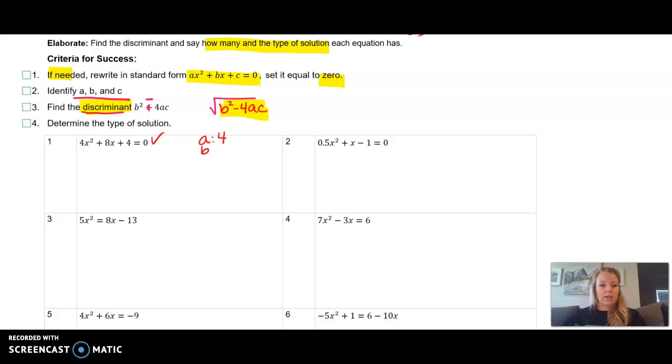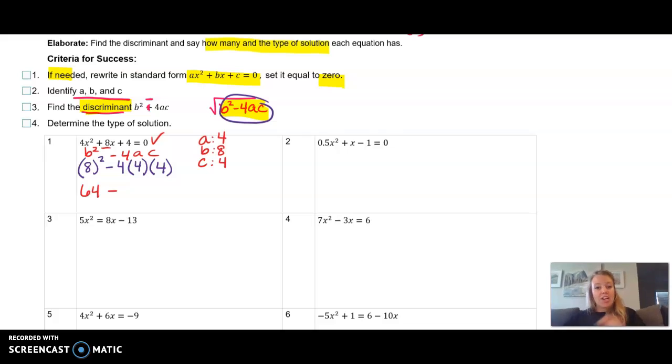A is 4, B is 8, and C is 4. So now I'm just going to plug it into the b squared minus 4ac. That's my discriminant. So b is 8, so 8 squared minus 4 times a, which is 4, times c, which is 4. That's the b squared minus 4ac. And when I do the math here, 8 squared is 64. And I'm subtracting 4 times 4 times 4. I already used my calculator on my phone. I got 64. And that's going to give me 0.